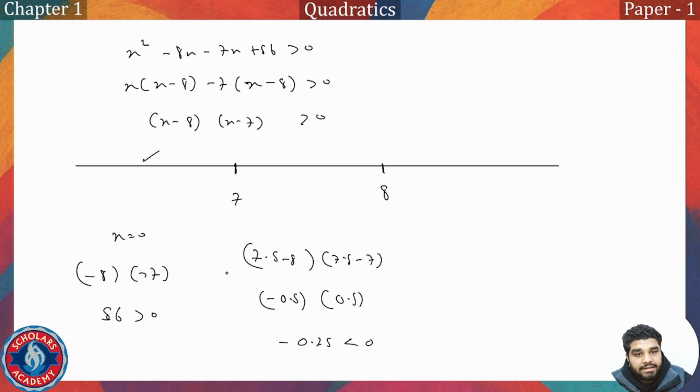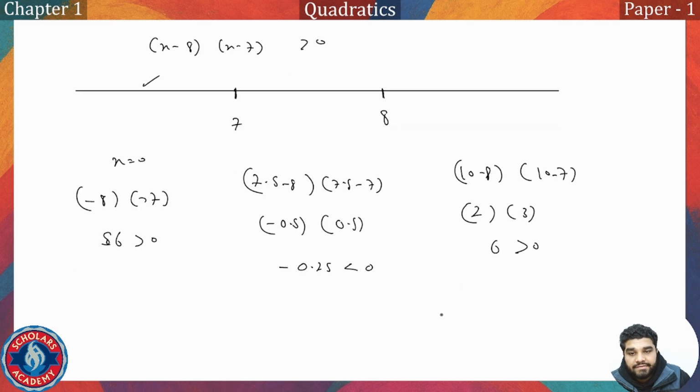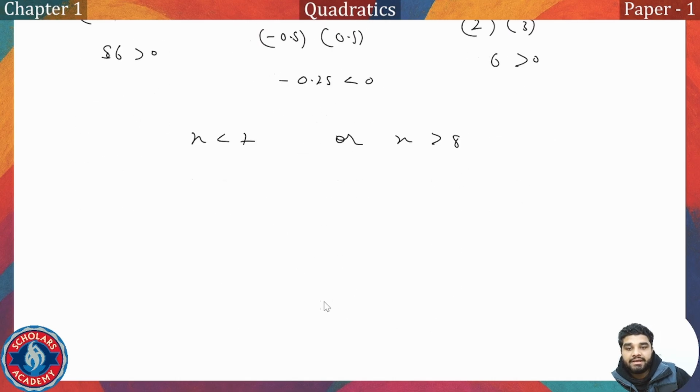We check for greater than 8. If we take 10, so 10 minus 8 and 10 minus of 7. So we get 2 times 3, which is 6, and it is greater than 0. So yes, since we require values which are greater than 0, the intervals that we'll take is x is less than 7 or x is greater than 8. Alright, I hope it is clear.